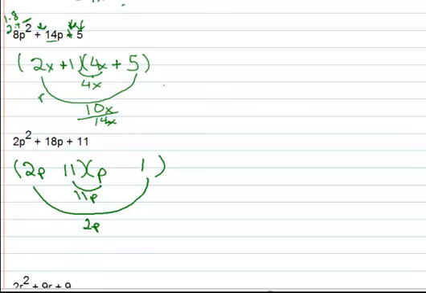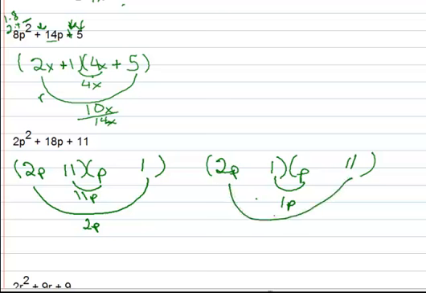So we'll try again. And we'll switch the order. So we'll put the 1 here and the 11 here. Again, 1p and 22p. That's 23. So that didn't work either. Those were our only two choices. So think about what that means. And what it means for us is that it's not factorable, otherwise known as, we can also call it prime if we want to.